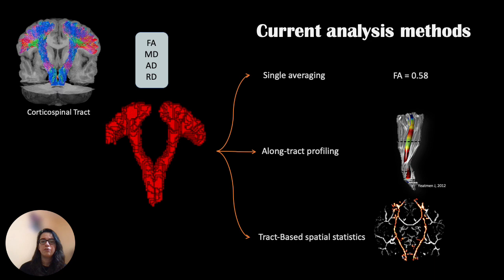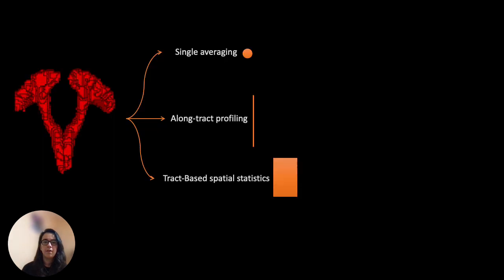In this method, the diffusion metric map is projected onto a skeleton located at the center of the major fiber tracts. You can imagine these methods like a dot for single averaging, a line for tract profiling, and a sheet for tract-based analysis. However, there is a major limitation that all these methods suffer from, and that is the loss of information due to different types of averaging methods.